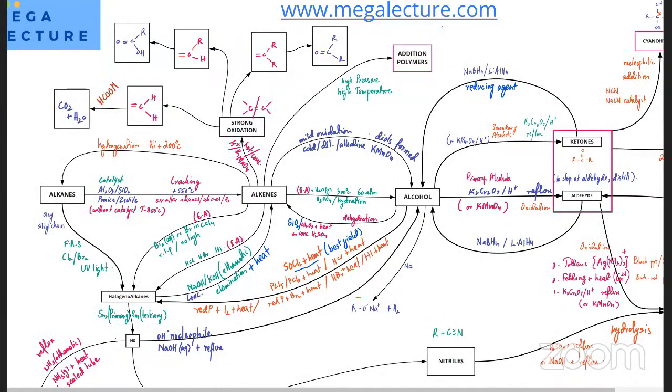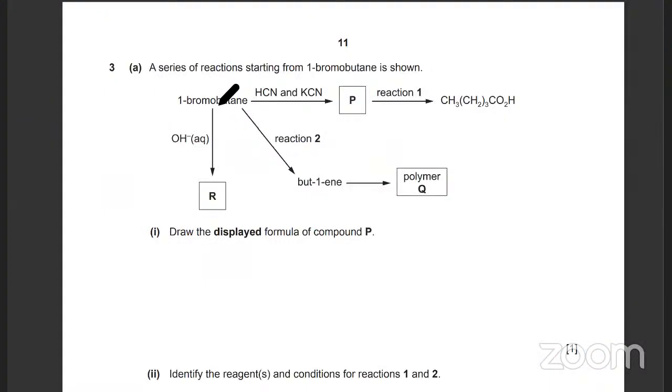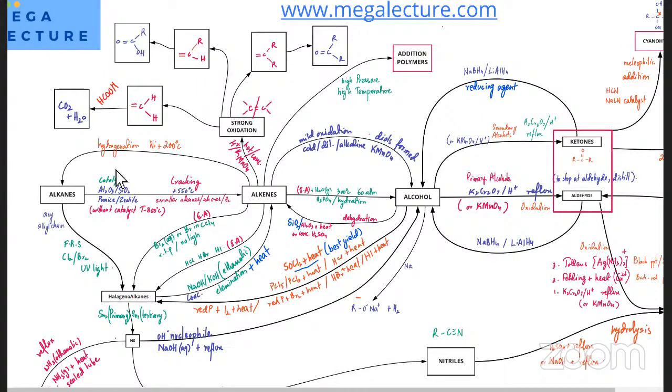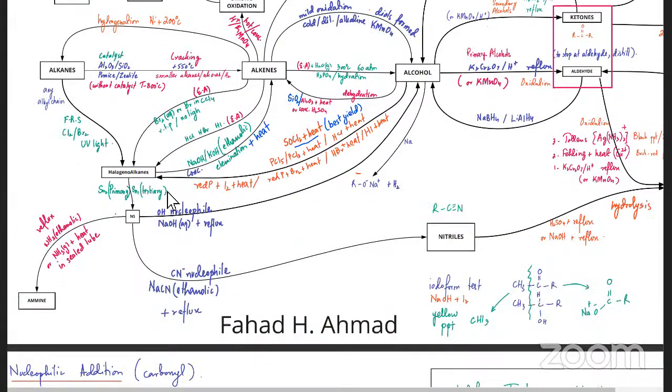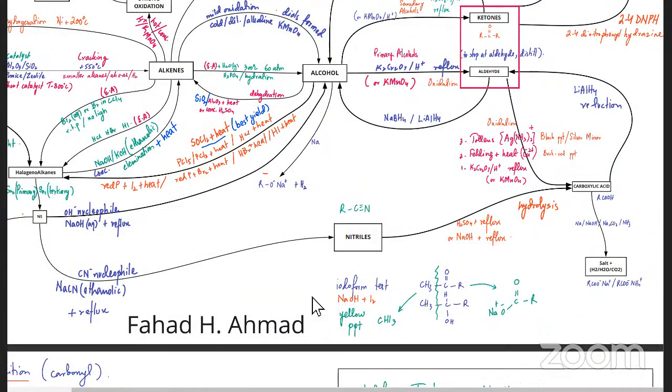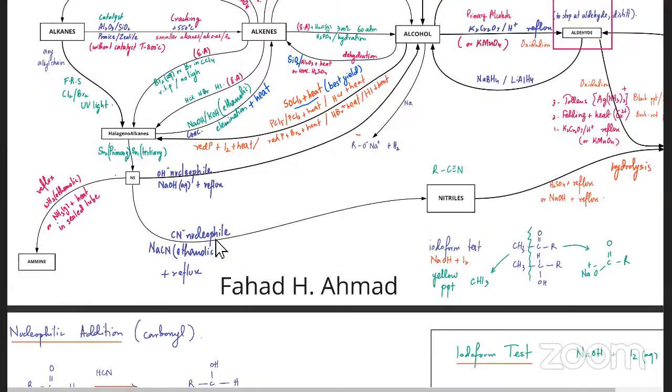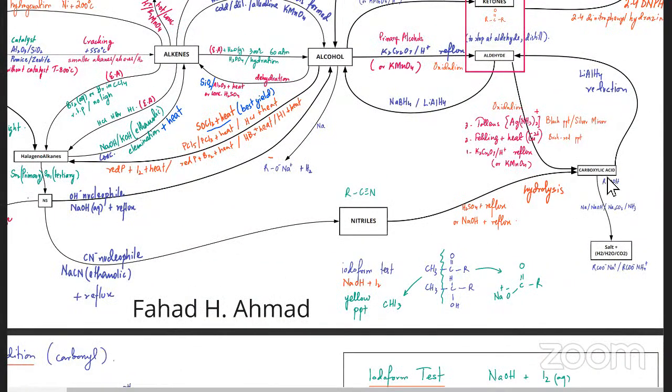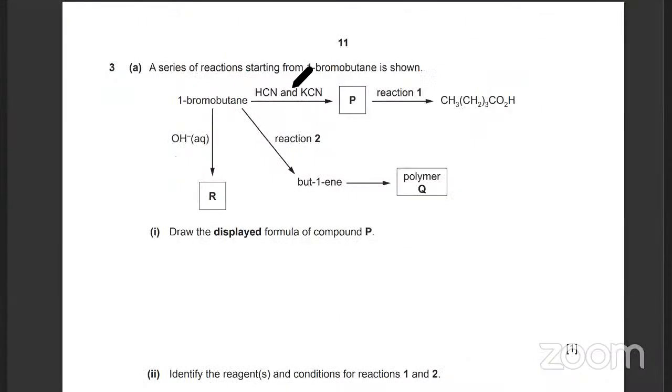So what's happening here? You've got a halogenoalkane. It turns into a carboxylic acid. This is this path. You put a CN instead of a halogen. That's a nucleophilic substitution. It turns into a nitrile, and then that nitrile gets hydrolyzed. So the halogen is substituted by CN, and the CN is hydrolyzed by dilute acid, turning into a carboxylic acid. So that's the first part. They've already told us it's HCN and KCN.